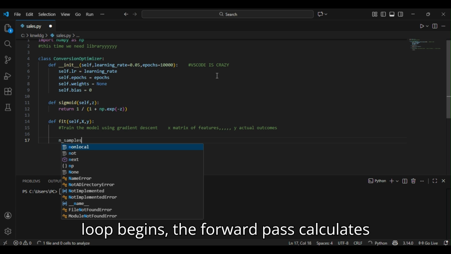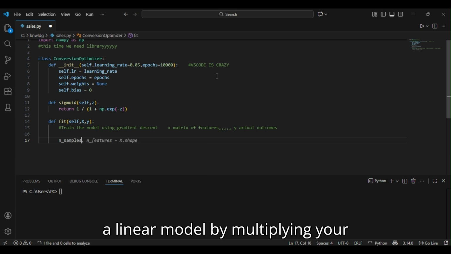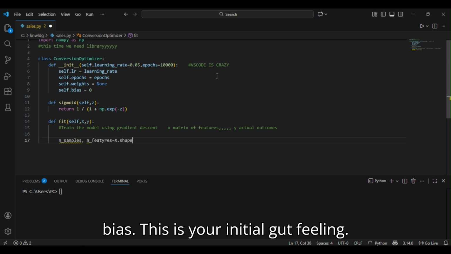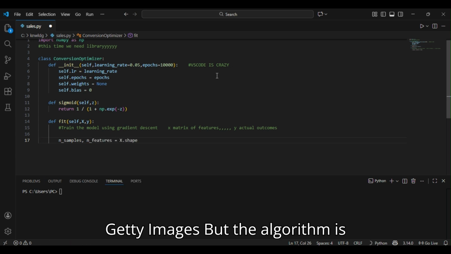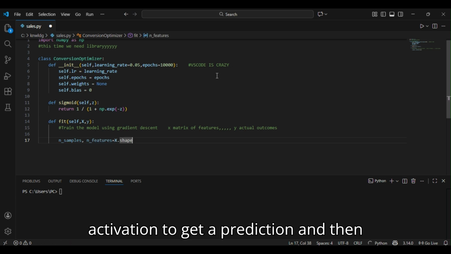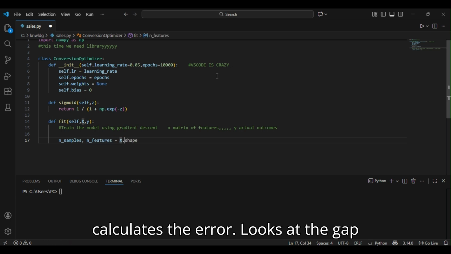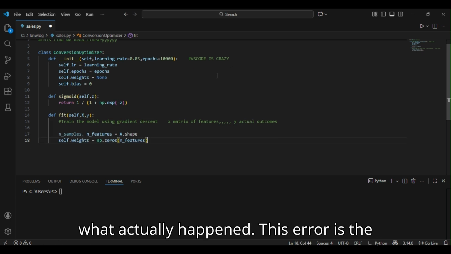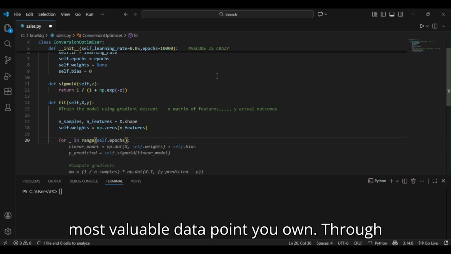But as the loop begins, the forward pass calculates a linear model by multiplying your actions by your weights and adding a bias. This is your initial gut feeling. But the algorithm is ruthless. It applies the sigmoid activation to get a prediction and then calculates the error. It looks at the gap between what you thought would happen and what actually happened. This error is the most valuable data point you own.